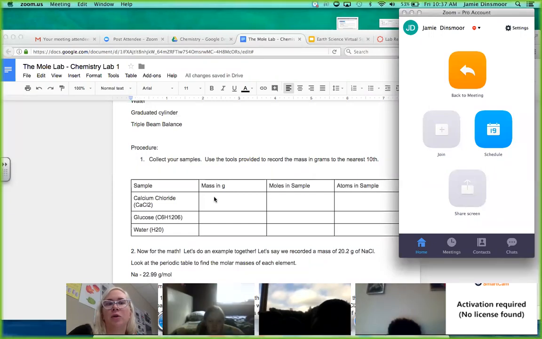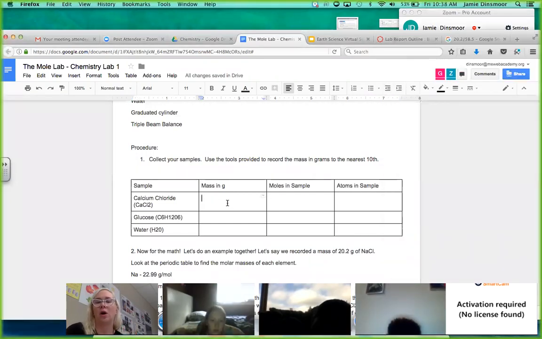Okay, so I'm going to go back to sharing my screen. Janie Mae is working on water for us. Which one would you like to use, the digital or the triple beam? Cool, go ahead. We're going to just fill in the data table here. So the mass of our calcium chloride is 9.5 grams. The mass of our glucose is 6 grams. And we will find out the mass of the water here in just a moment.